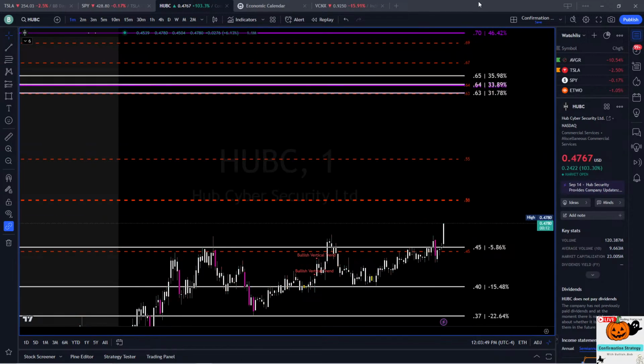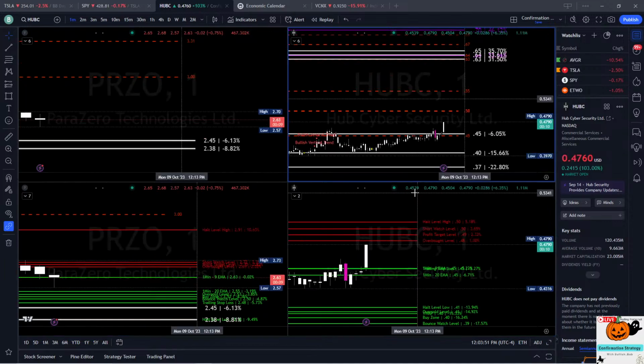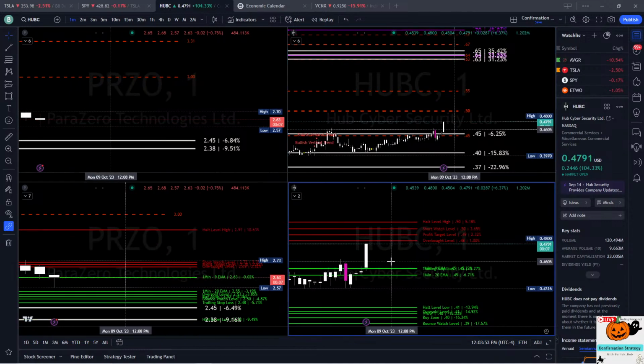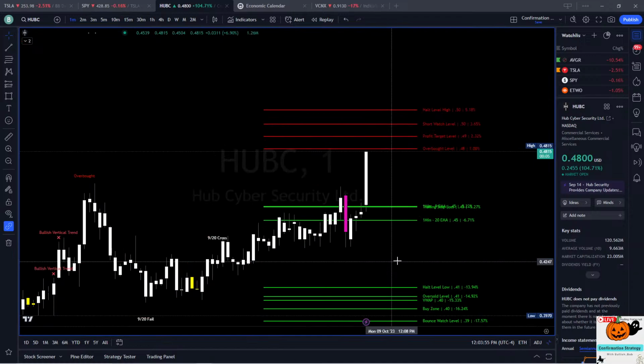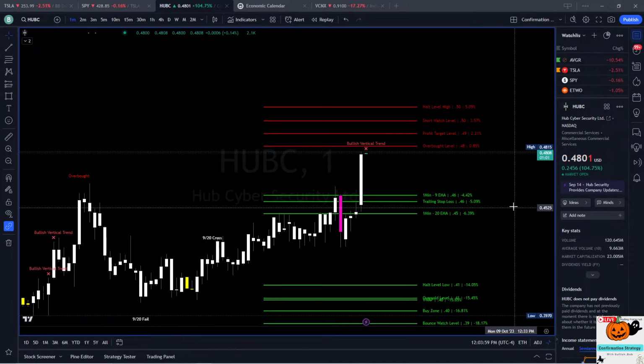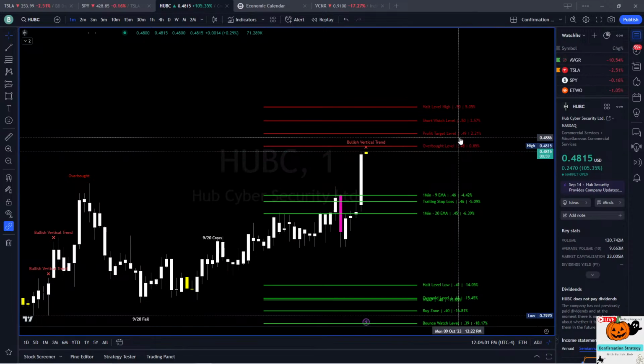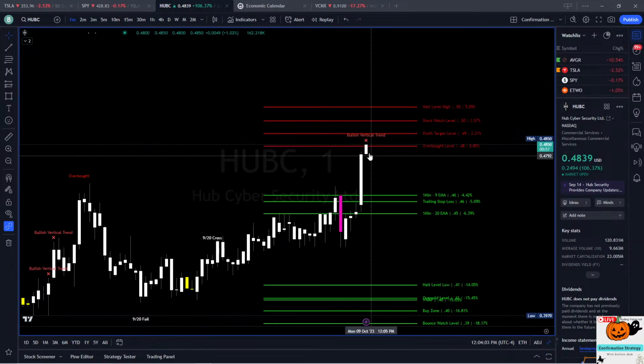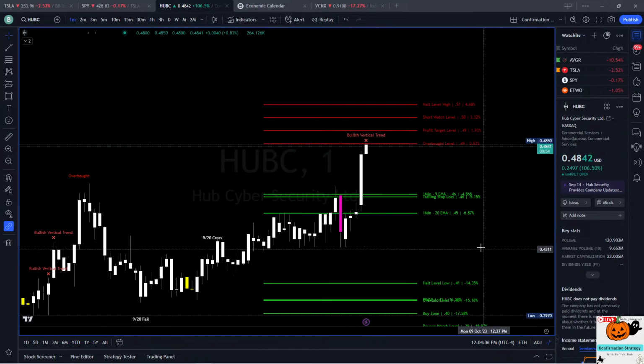HUBC is struggling at that level of 48, and it's deleting it for some reason. Weird. Let's take a look on here. Oh, that's why. Because you can see right now, overbought level 48 cents. You can see 49 cents. This thing is starting to hit these resistance levels like that. Bullish vertical trend. Nice move on HUBC.